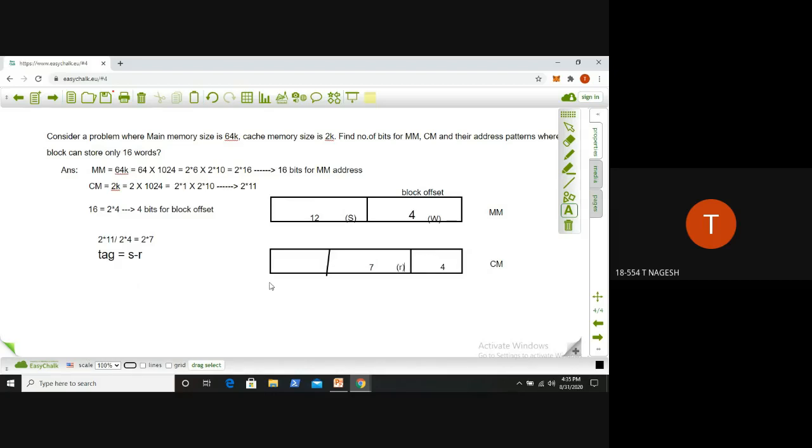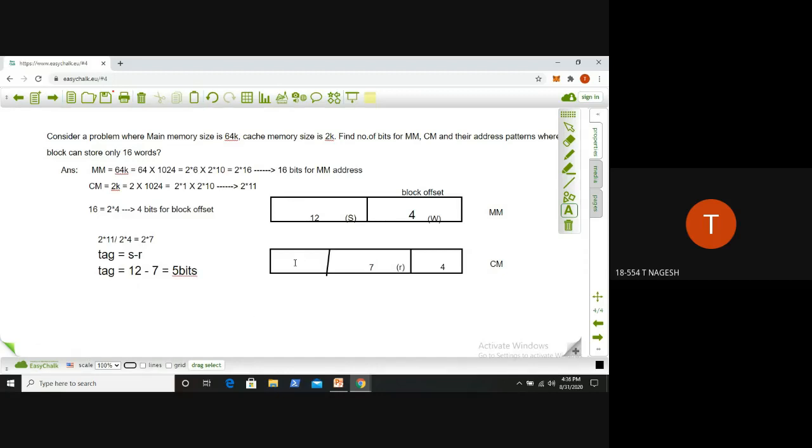So in order to get the tag value, we have to do s minus r. That means the total number of bits used to represent the block number minus the total number of bits used to represent the cache line number. So the number of bits used for the tag is 12 minus 7, that means 5 bits.